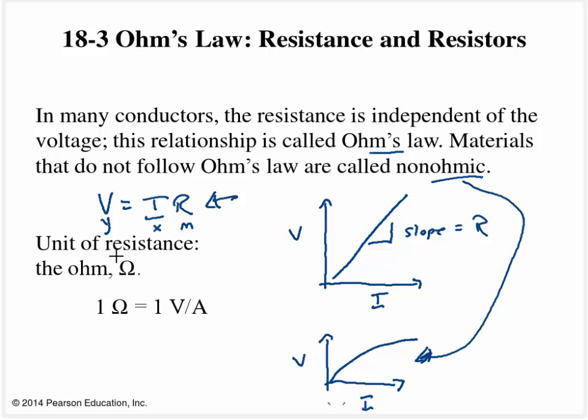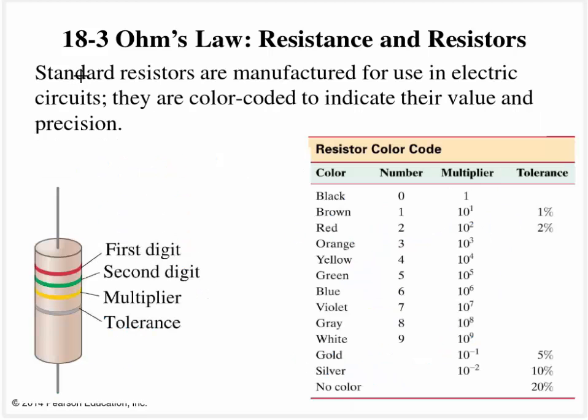Now, resistance is going to have a unit of a volt per amp. I said resistance is going to be equal to voltage divided by current. A volt per amp is also known as an ohm, by that symbol omega. So we'd say that 1 ohm is going to be 1 volt per amp. Now, we use resistors in pretty much any electric circuit that we have. And what do real-life resistors look like? Well, you might want to put a star on this page. We identify them with color codes to indicate the value of their resistance as well as their precision.